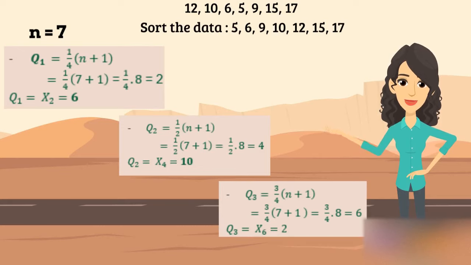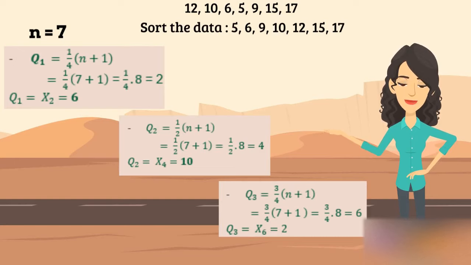First, to find Q1, we use the formula Q1 equals 1 per 4 times parenthesis n plus 1 equals 1 per 4 times parenthesis 7 plus 1 equals 1 per 4 times 8 equals 2. So Q1 equals X2 equals 6. Artinya letak Q1 berada pada data yang kedua yaitu 6.